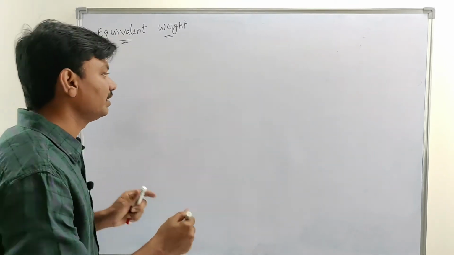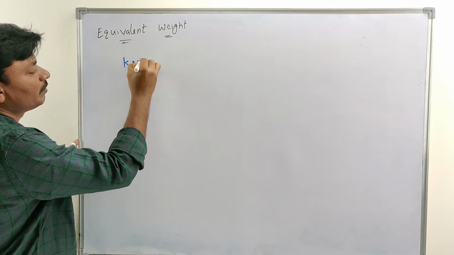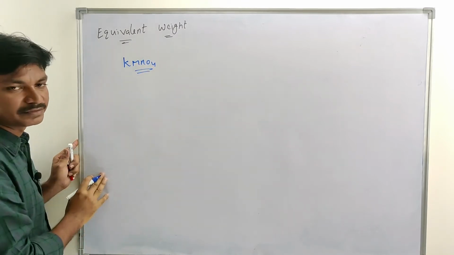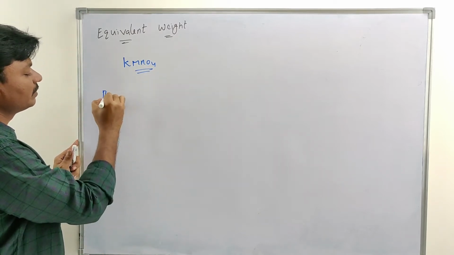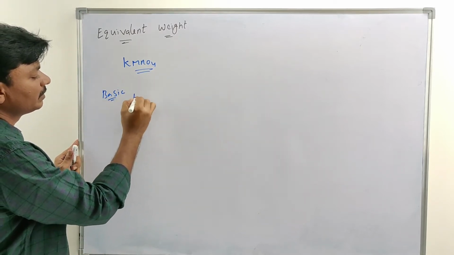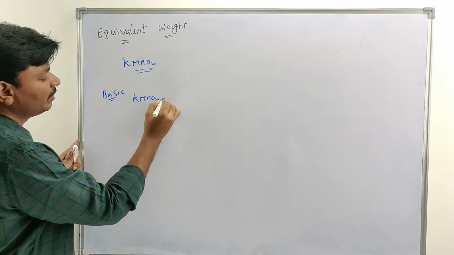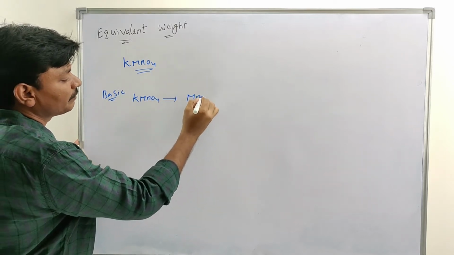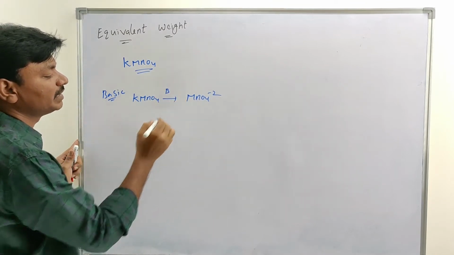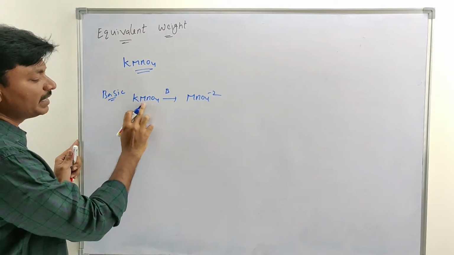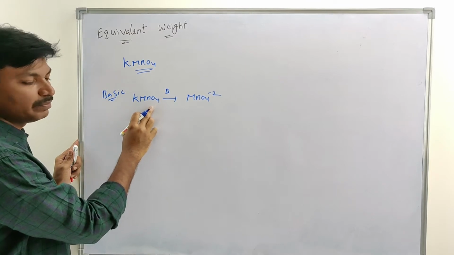First, KMnO4. KMnO4 mainly depends on the nature of the solvent. If KMnO4 is present in basic medium, then KMnO4 will be converted into MnO4 2- in basic medium. Here, the manganese oxidation number in KMnO4 will be +7.